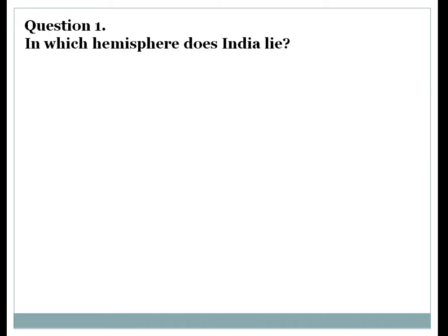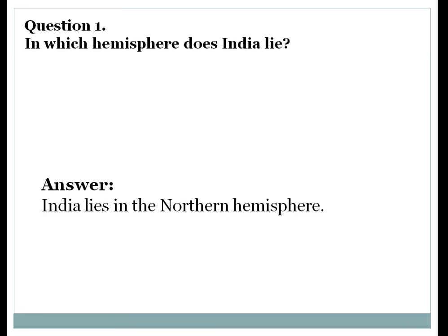Next, question number 1. In which hemisphere does India lie? After studying all these points from these notes, you can answer the question. So India is lying in which hemisphere? The correct answer is: India lies in the northern hemisphere. You can see the world map, the Tropic of Cancer, the Tropic of Capricorn and the equator, then you can divide the whole world into two equal parts, the northern hemisphere and the southern hemisphere, then see where India is lying.